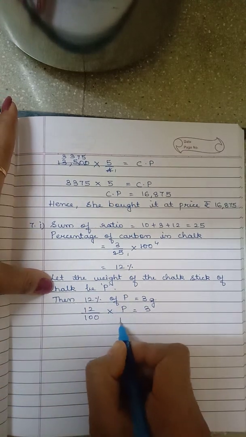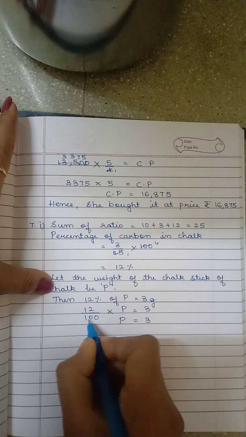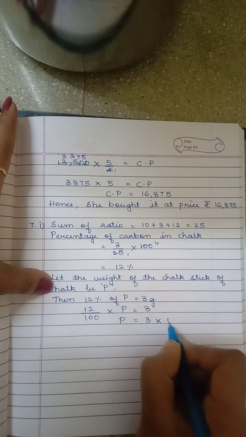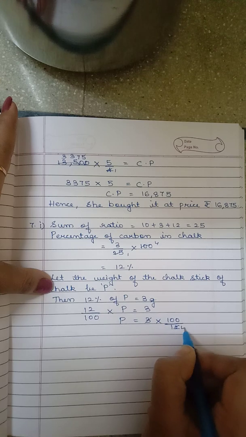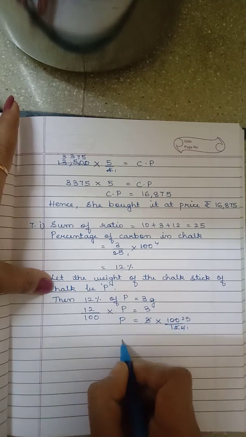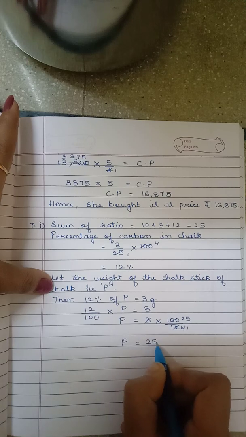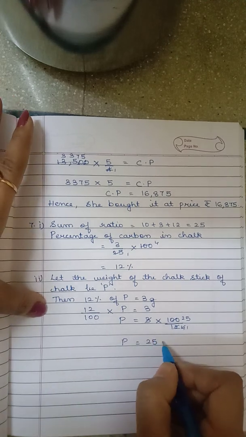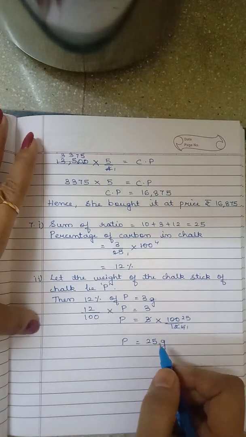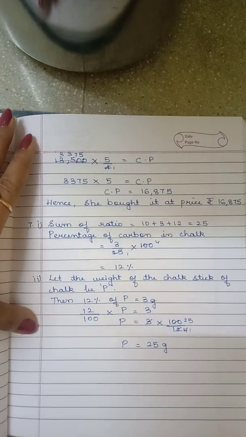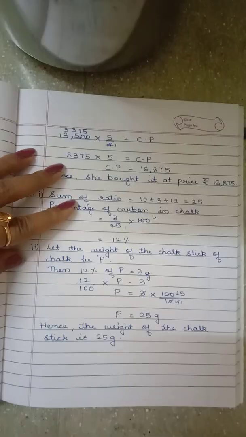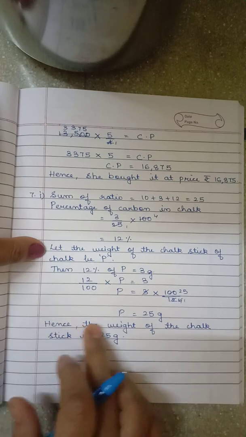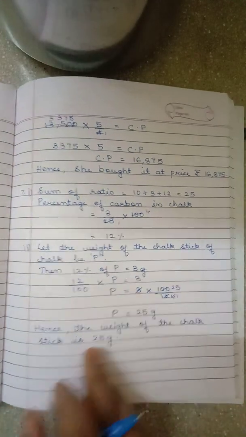Now to find P, P is equal to 3, 12 by 100 on the other side becomes reciprocal, 100 upon 12. Okay, 3 ones are 3, 4s are 4, ones are 4, 25. So P is equal to 25. That is, the weight of the chalk stick is 25 gram. You have to write the statement. So write the statement as, hence the weight of the chalk stick is 25 gram.